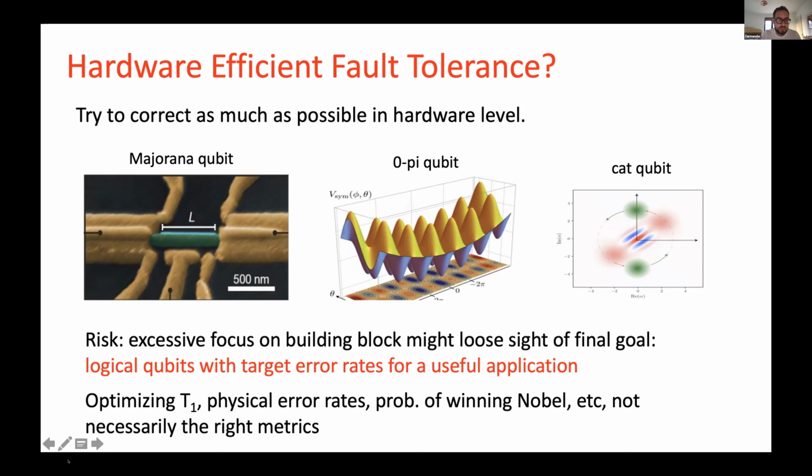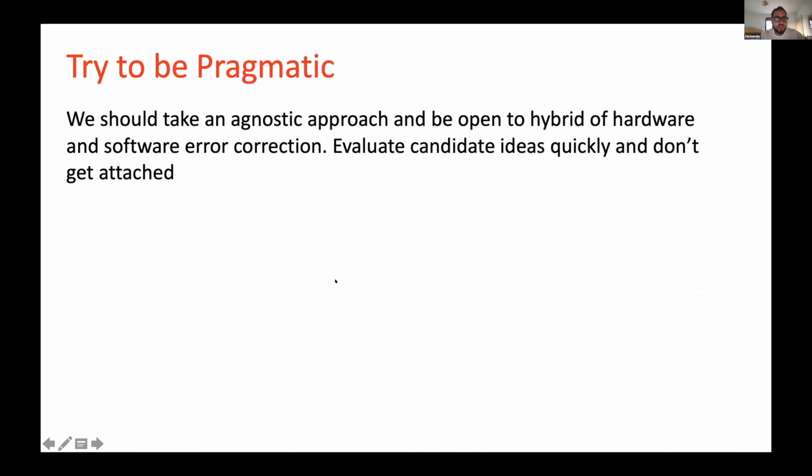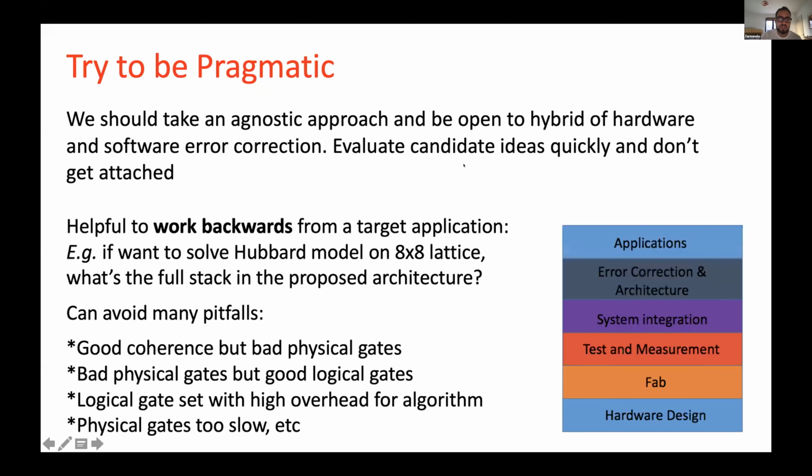Right, so you shouldn't be trying to optimize T1 times or physical error rates or the probability of winning a Nobel Prize because it's beautiful physics. This is great, but not necessarily the right metric, right? So I would like to argue that it's important to have a pragmatic approach, right? Whenever we're thinking about new architectures for quantum computers, we should be agnostic, and we have to be open to a hybrid of hardware and software error correction. I think that's likely to be the winning strategy, even though we might not know what the combination is yet. And we should try to evaluate ideas quickly and not get attached, right?